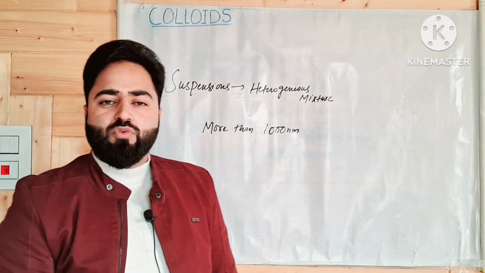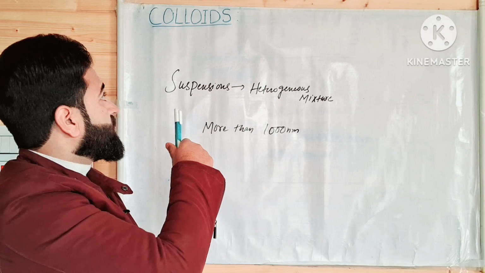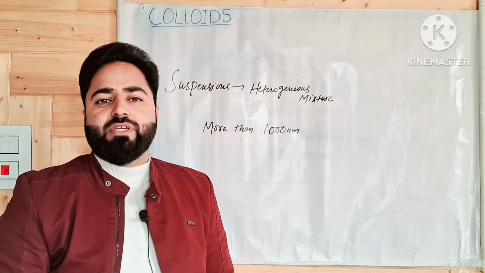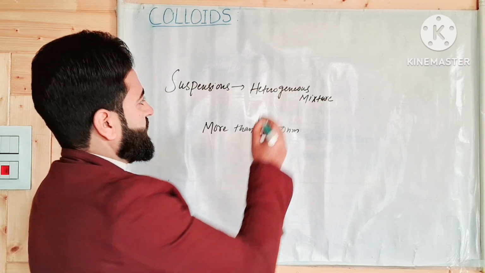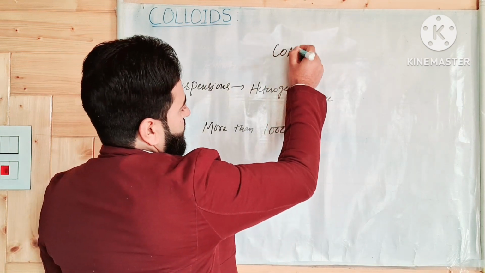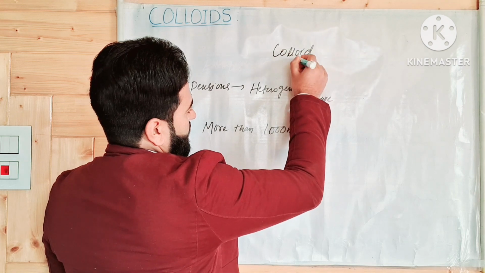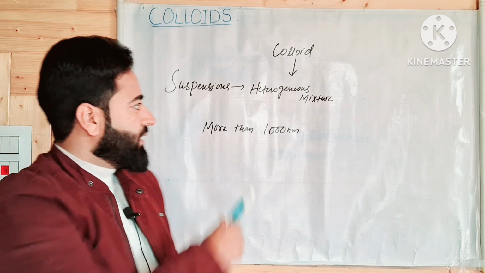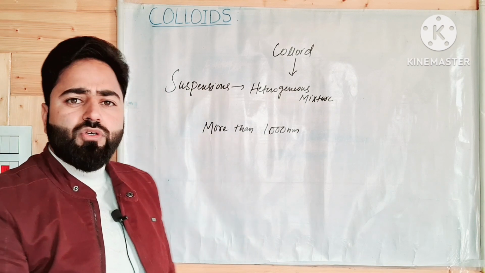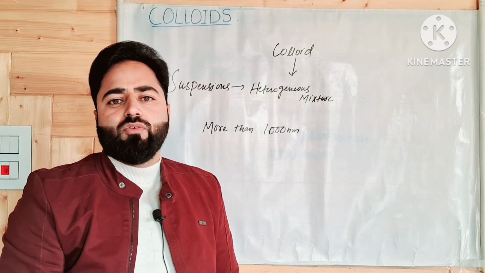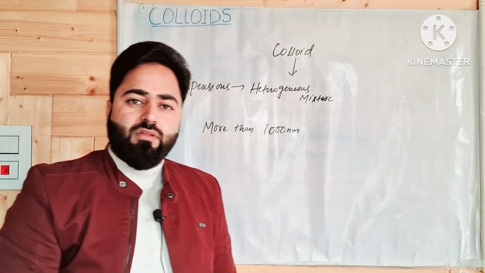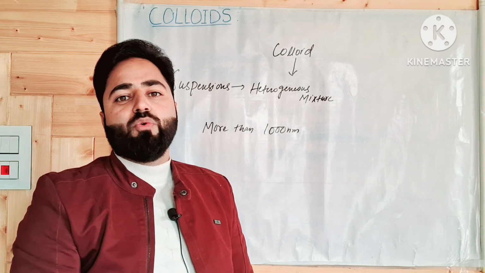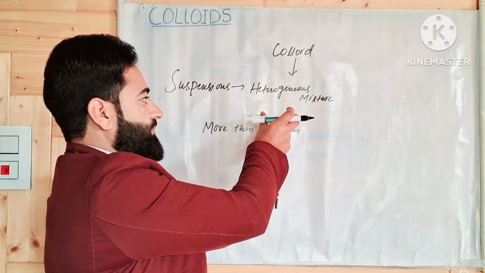Now let's come to today's topic, that is colloids. A colloid is also a heterogeneous mixture like suspension. Though it seems to be homogeneous, when it is observed through a high power microscope, it is found to be heterogeneous.